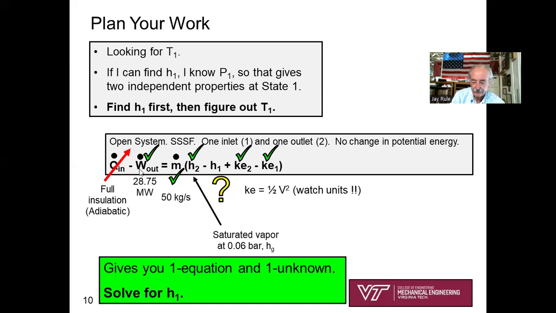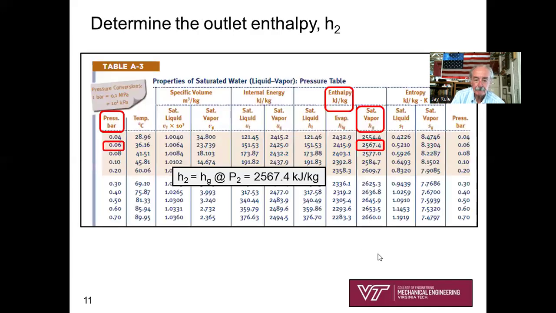Okay, so numerically, here's a restatement of the first law. Strike out Q dot in, W dot out, 28.75 megawatts. Gonna have to watch out for my units. M dot, 50 kilograms per second. H2, that's going to be a number, saturated vapor, that I'll look up at 0.06 bars. Kinetic energy, I'm going to calculate both of these with 1/2 V squared and get my units straight. And so that's going to give me one equation and one unknown to find H1. All right, so let's keep plugging along.